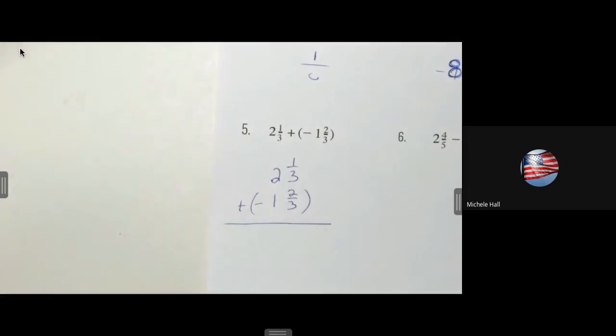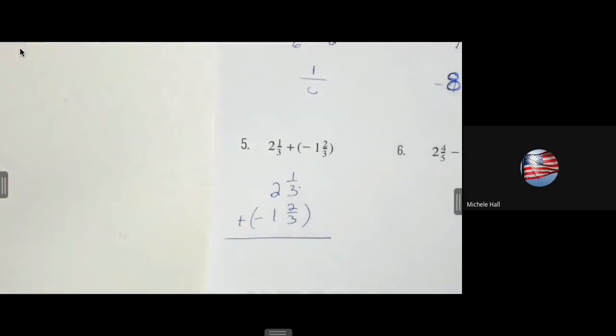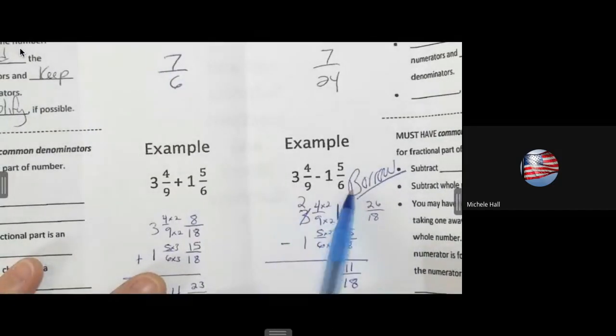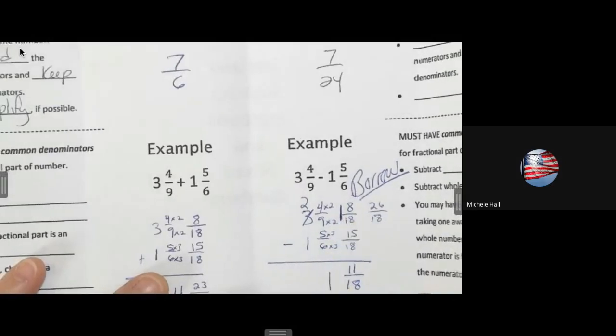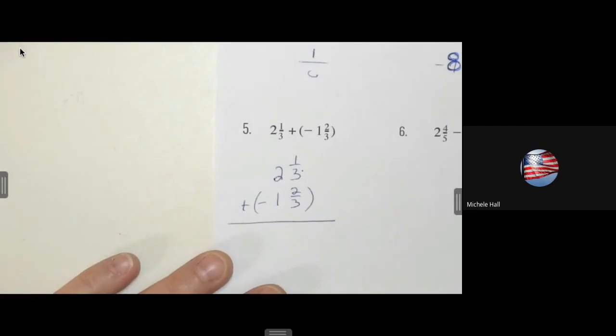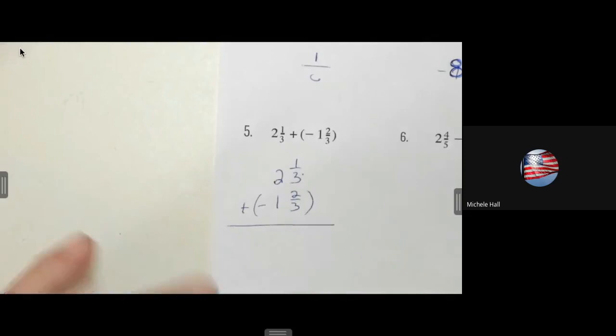We need to subtract. Can I do 1/3 minus 2/3? No. You know, we can do the same thing that we did up here on the other one by borrowing 1. We can do that, right? We can borrow 1 and change it into an improper fraction again. Or we could just change this whole thing into an improper fraction. What do you guys want to do? Borrow 1 or change 2 1/3 to an improper fraction?